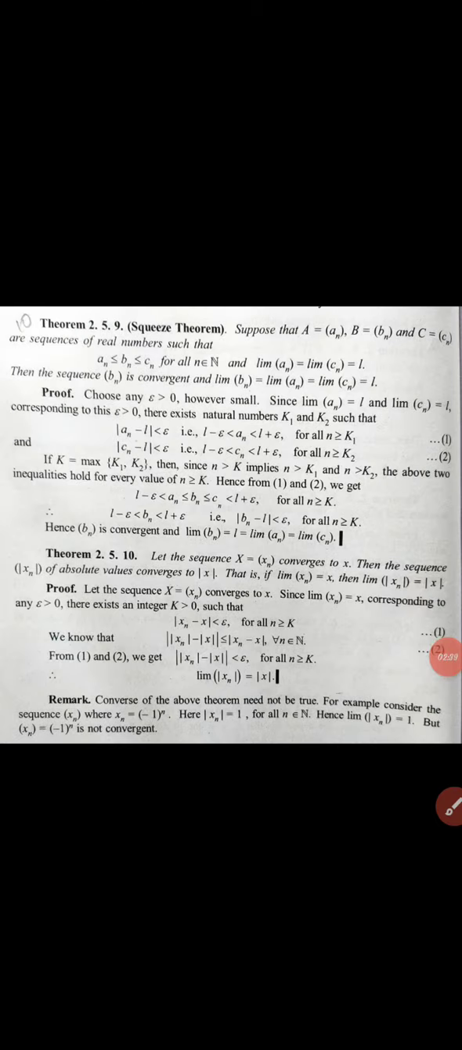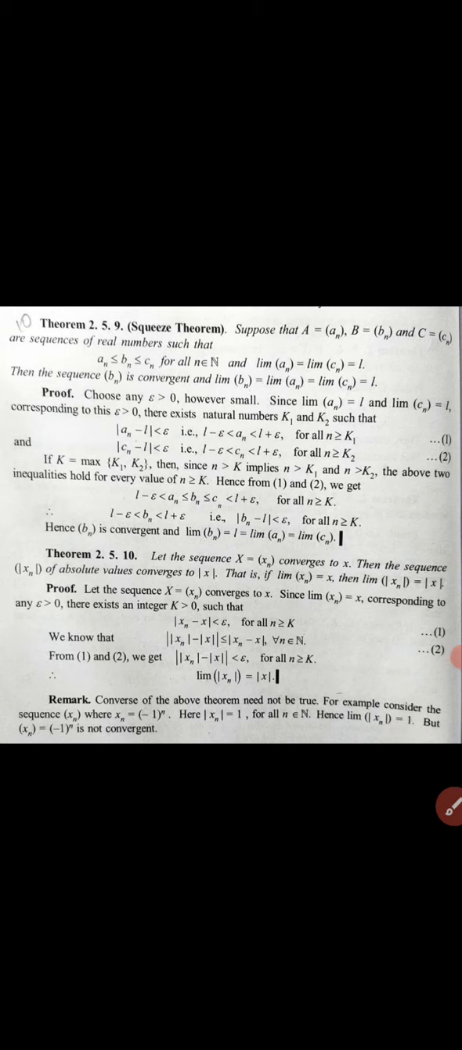The next theorem is, let the sequence x = (xn) converge to x, then the sequence mod xn of absolute values converges to mod x, that is if limit of xn equals x, then limit of mod xn would be equal to mod x.